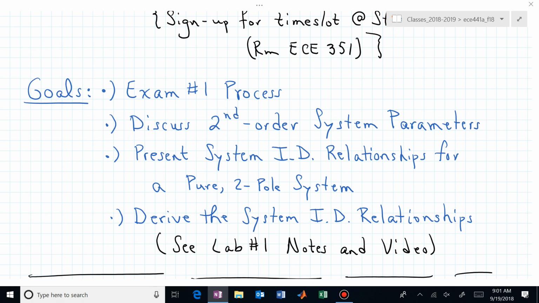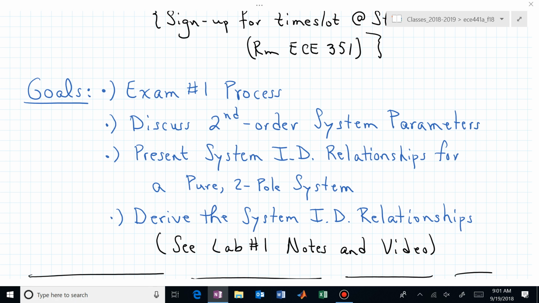Today what I want to do is talk briefly about the process for exam number 1. You've probably already know what that is if you've been looking at some of the previous exams. We'll discuss second-order system parameters. Essentially, what are these different coefficients in a transfer function and how do they map into regions or locations in the complex S-plane, and understanding that.